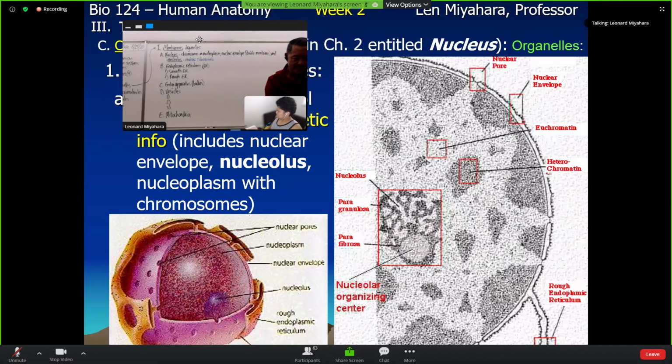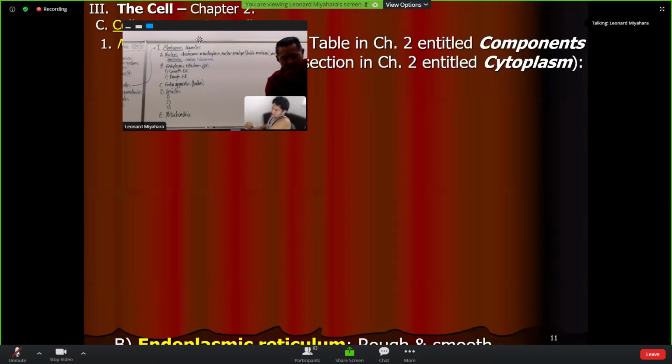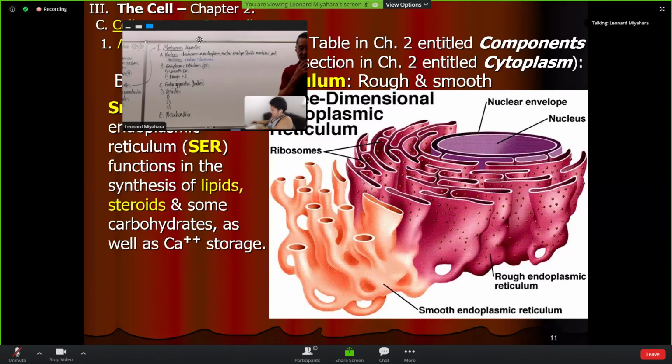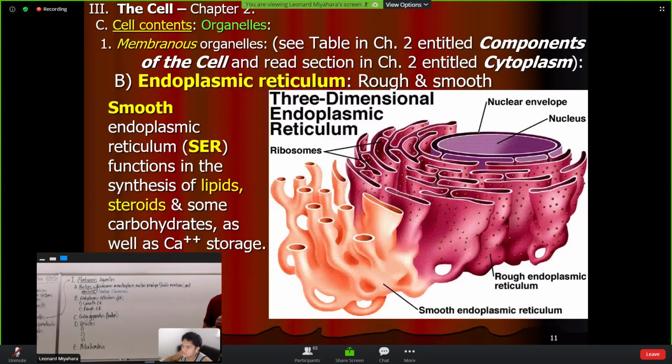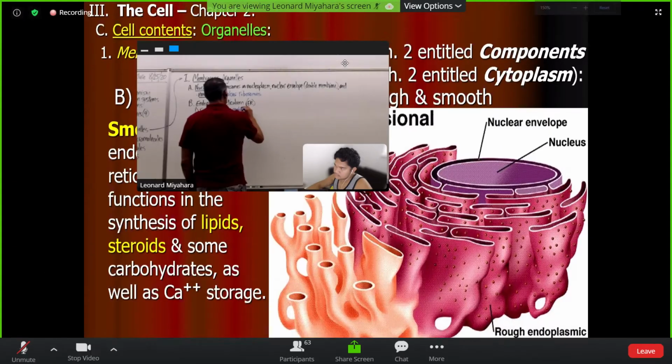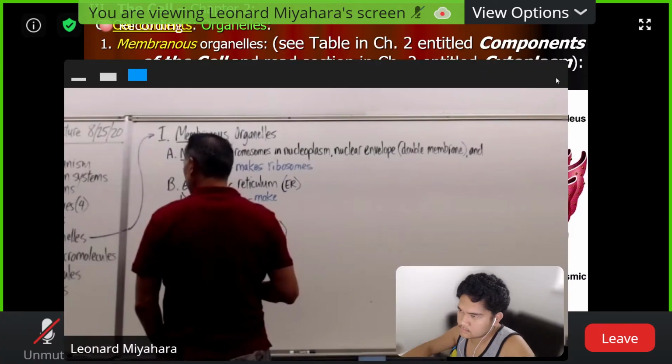Then we have endoplasmic reticulum. I'm going to abbreviate it ER. But there's 2 subversions. One looks smooth, and we call it smooth endoplasmic reticulum. In some cells, it'll make lipids, steroids, carbohydrates. These are part of the biologically important macromolecules.